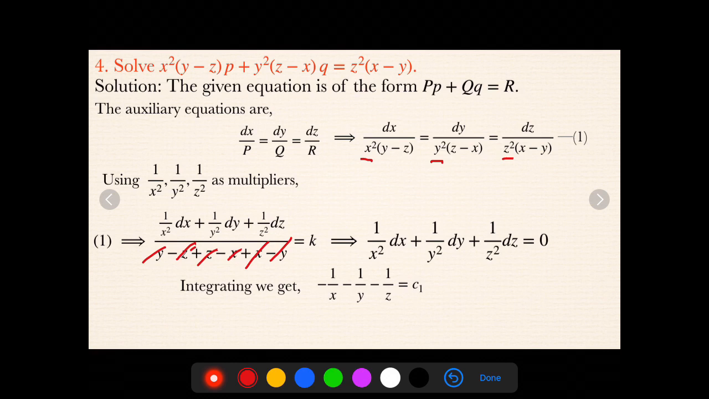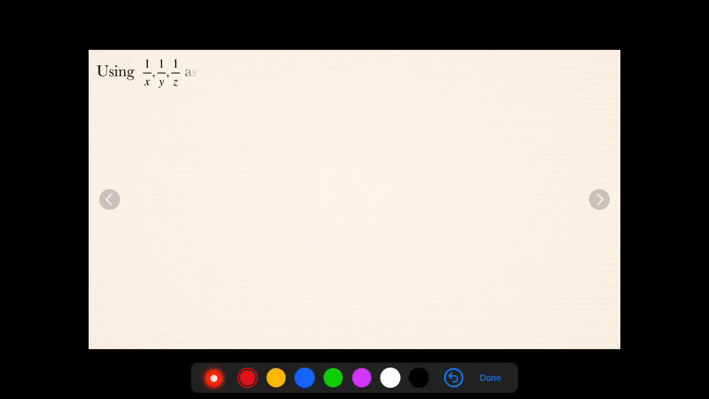Integrate this one: integration of 1 by x square becomes minus 1 by x, minus 1 by y, minus 1 by z. Take minus as a common factor and include it in the constant. Minus c1 will change to a. So one of the solutions is 1 by x plus 1 by y plus 1 by z is equal to a. Now find the second solution.